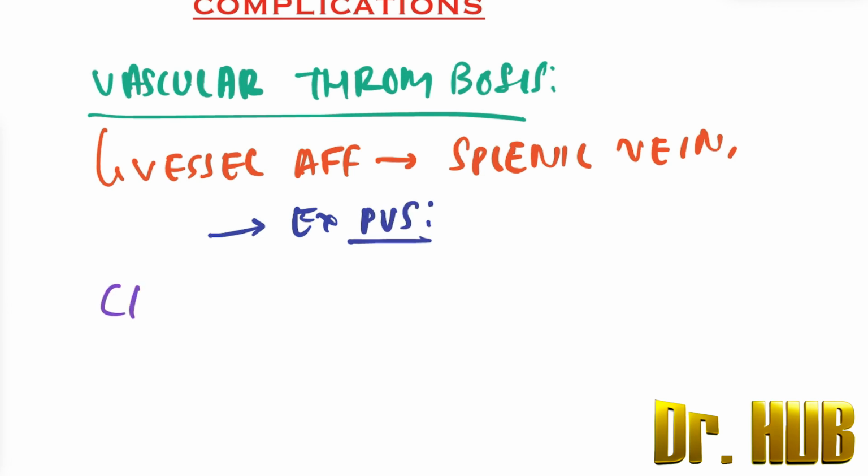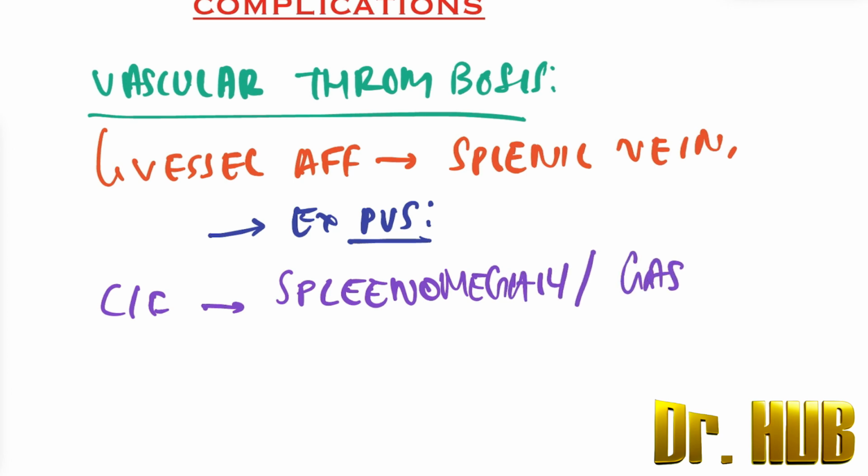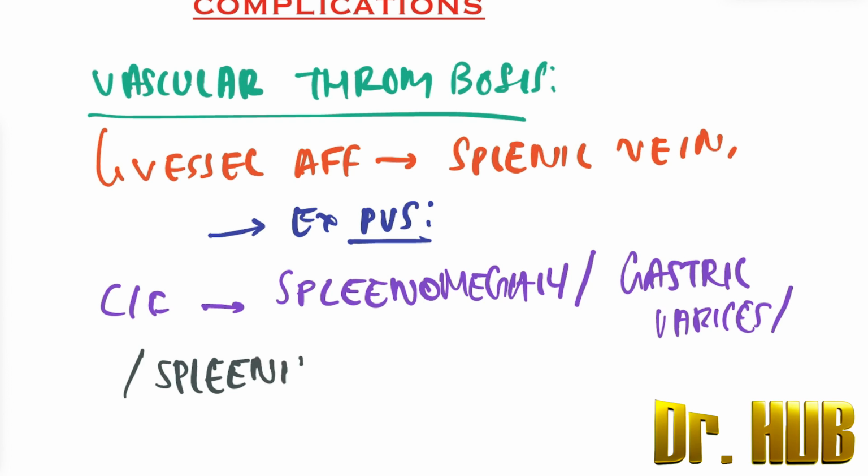So the clinical features include splenomegaly, as well as gastric varices. Next is splenic vein occlusion. So there can also be splenic vein occlusion.